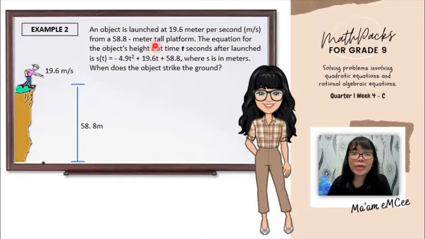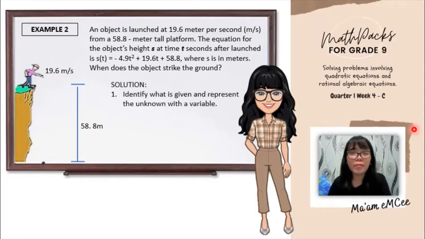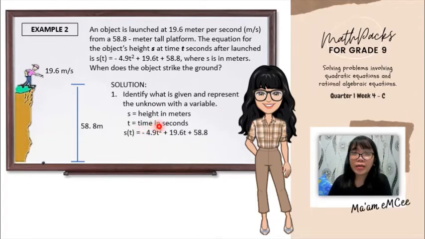So s here is the height and it's in meters. T here is the time and it's in seconds. Our givens here are our speed, which is 19.6 meters per second, and the height, which is 58.8 meters tall for the platform. Now, again, our first step in solving this problem, aside from reading and trying to understand it, is to identify what is given and represent the unknown with a variable. So we let s be the height in meters and t the time in seconds.